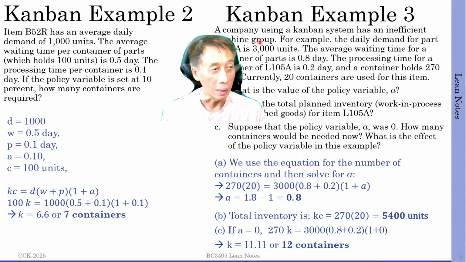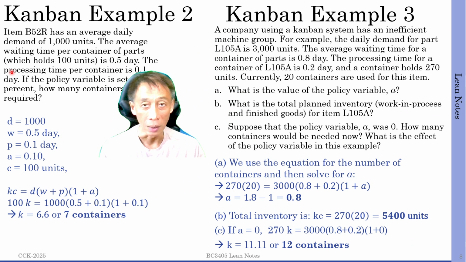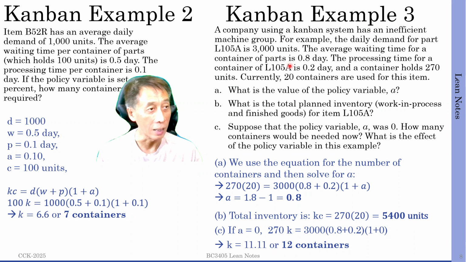Last example, again, the question, right, gives you all the parameters. It will be your job to read and extract out the numbers, daily demand. So that's our D, right, our daily demand. Waiting time plus processing time, 0.8 plus 0.2. Then the policy number, we don't know. They want us to find, so we find, because left side is defined, right side is one unknown, so we can solve for A, right? What is the total planned inventory? That's our WIP. So that's the left hand side, which is 270 times 20.